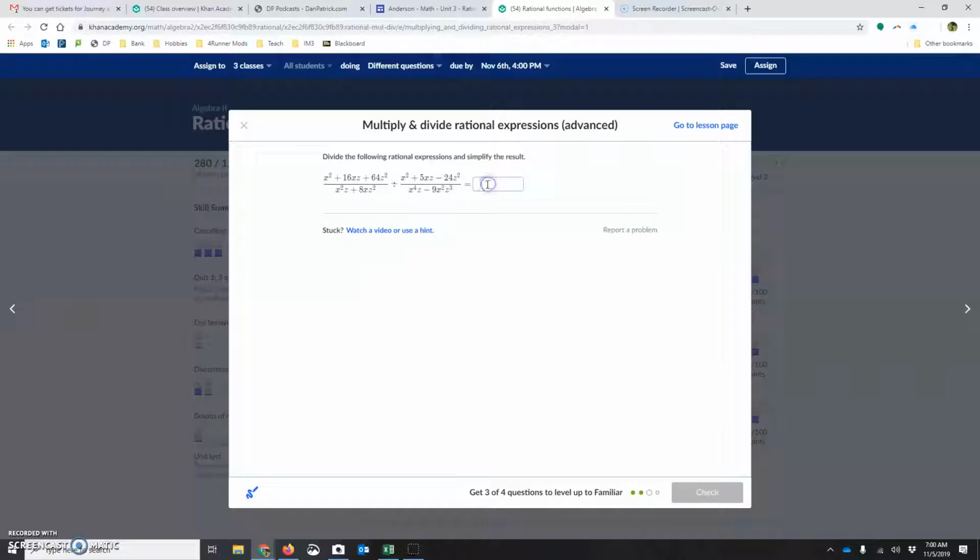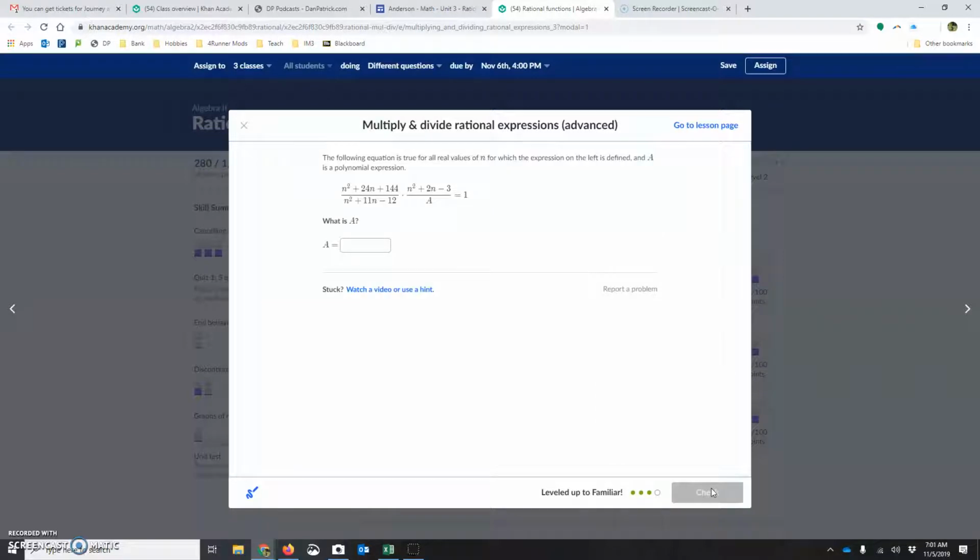All right, let's see if this operates faster. And question 4, the last one. Okay, just like the first problem. So n squared plus 24n plus 144.